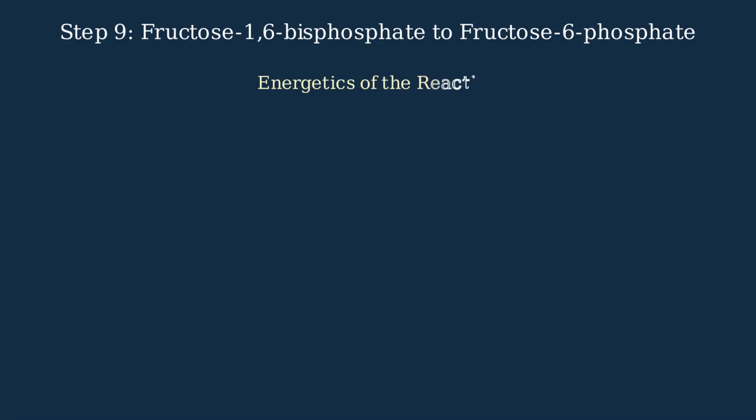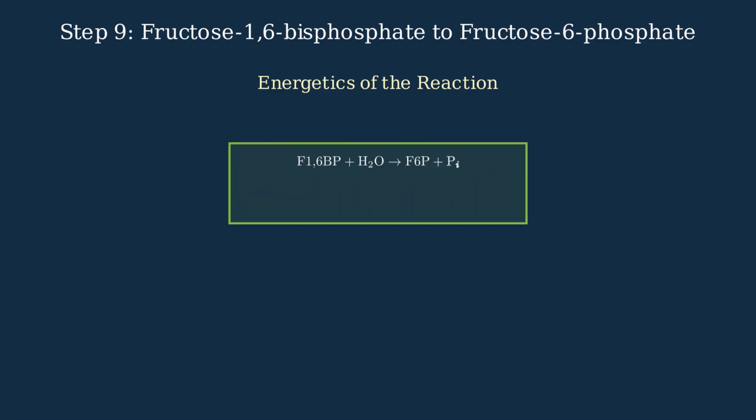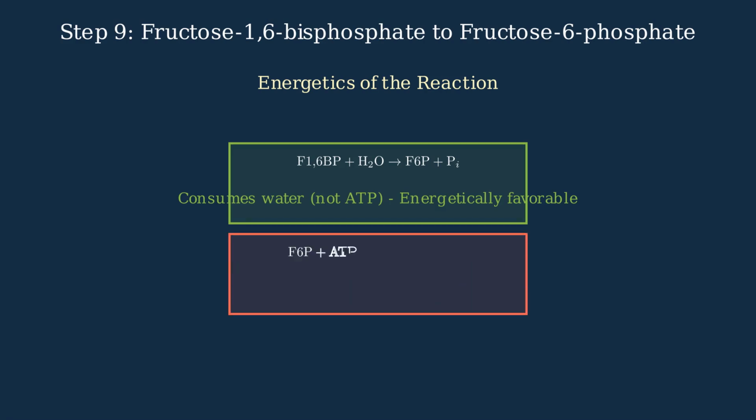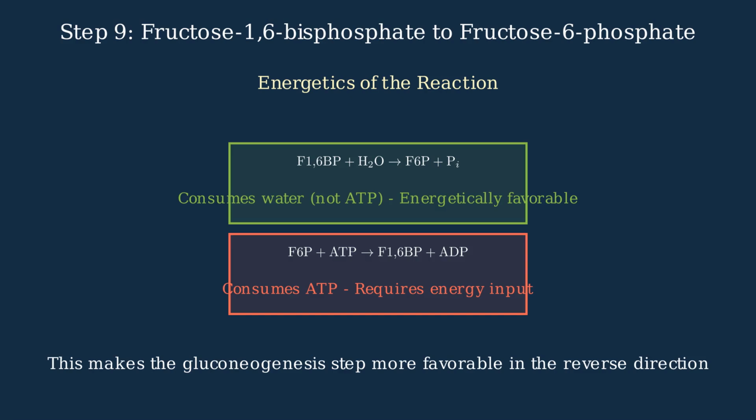Let's examine the energetics of this reaction compared to its glycolytic counterpart. In gluconeogenesis, the conversion of fructose 1,6-bisphosphate to fructose 6-phosphate requires only water. In contrast, the reverse reaction in glycolysis, catalyzed by phosphofructokinase, requires ATP. This difference in energy requirements makes the gluconeogenic direction more energetically favorable than the glycolytic reaction.